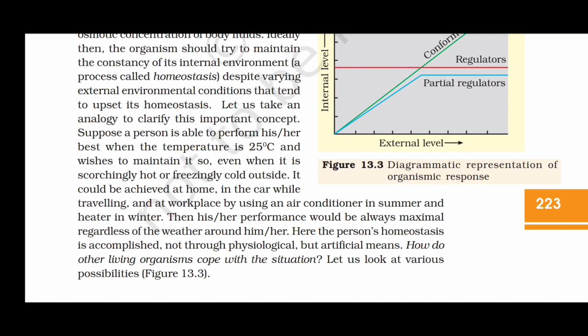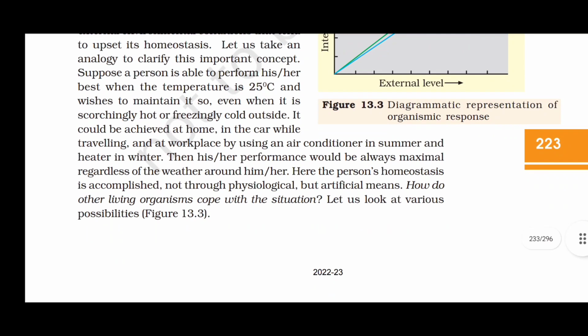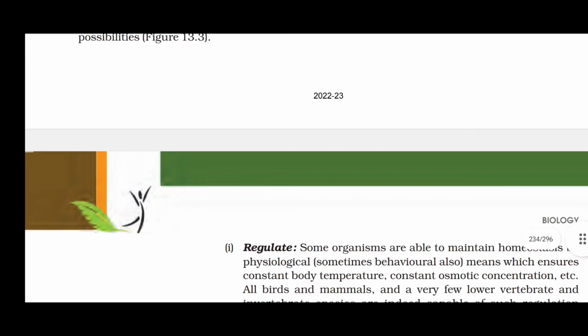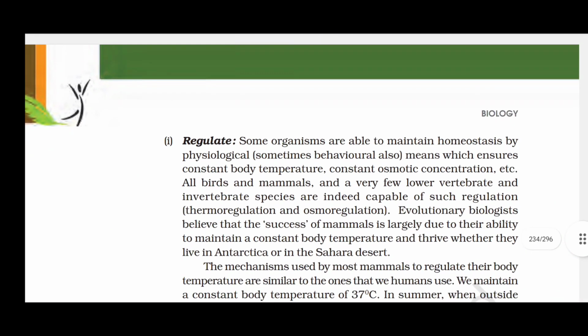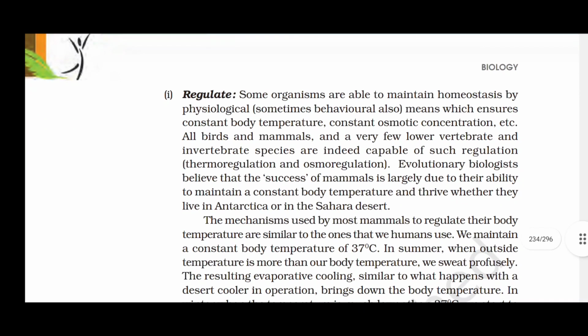How do other living organisms cope with the situation? Let us look at various possibilities as shown in figure 13.3. First, regulate. Some organisms are able to maintain homeostasis by physiological, sometimes behavioral also, means which ensures constant body temperature, constant osmotic concentration, etc. All birds and mammals and a very few lower vertebrate and invertebrate species are indeed capable of such regulation.